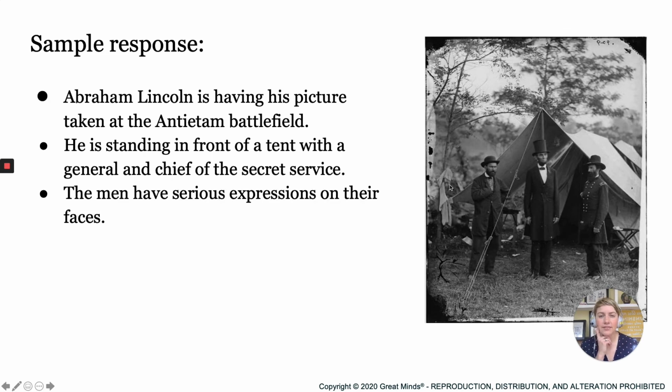Here's how I summarized what's happening in the story. Abraham Lincoln is in this picture, and this was taken at the Antietam battlefield. He is outside and standing in front of a tent with a general and chief of the Secret Service. The men have serious expressions on their faces. What is your summary? Is it thorough? Is it based on evidence?